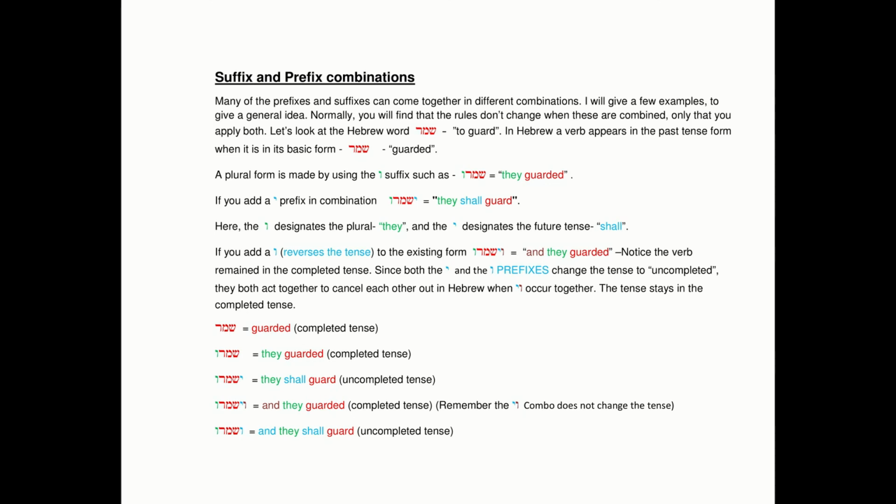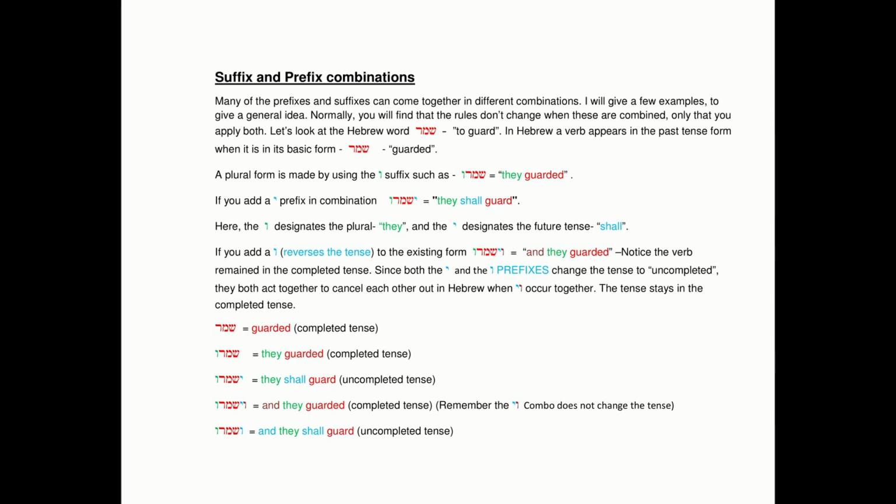Yishmaru. Everybody say Yishmaru. You can see the color code. The "they" is still there, the u part at the end of the word, but we added a yod on the front of the word, and that is a verb tense changer. So now we just said, they shall or they will guard. Make sense? You're seeing the concept, even though you don't maybe have those memorized.